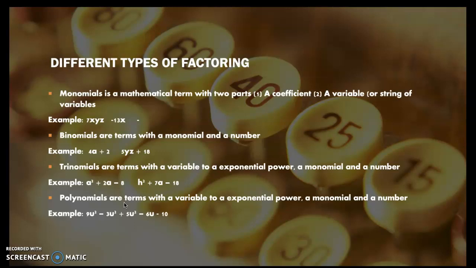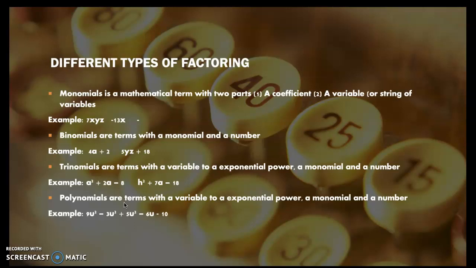Binomials are terms with a monomial and a number, so 4a plus 2. Trinomials are terms with a variable to an exponential power and a monomial and a number. So, for example, a to the second plus 2a minus 8.